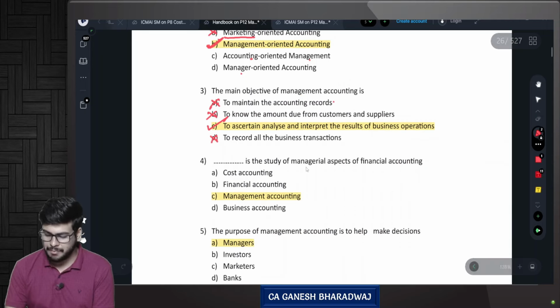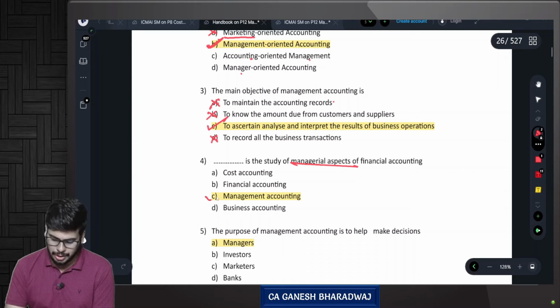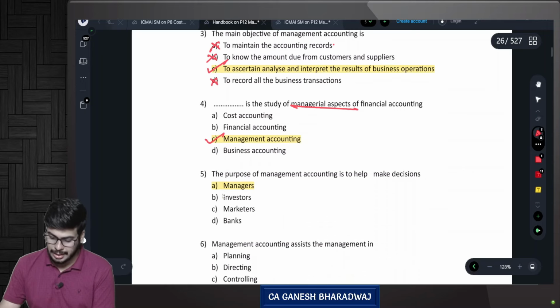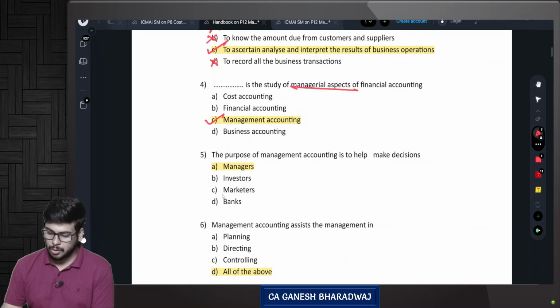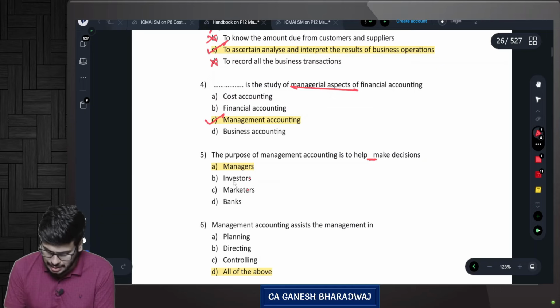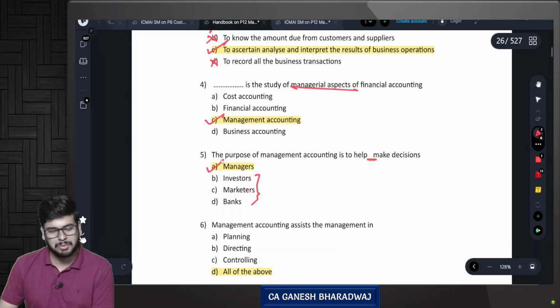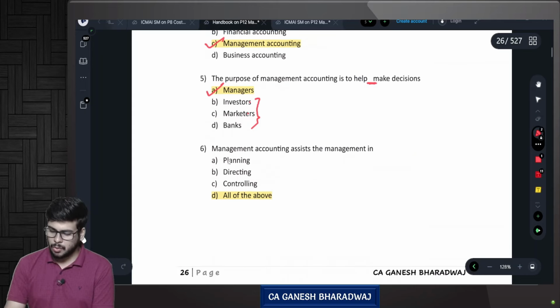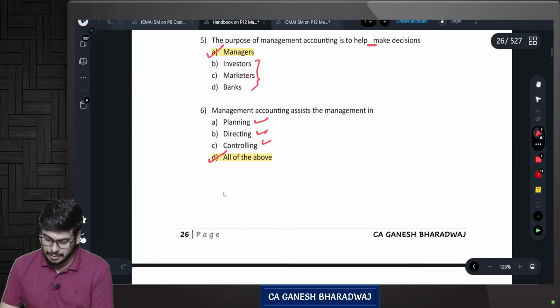Dash is the study of managerial aspects of financial accounting. It's management accounting that is that study. The purpose of management accounting is to help Dash take decisions. Managers, investors, marketers, banks. Obviously, these three are all outsiders to the company. It's about managers, internal people, or the top boss, managing directors, also called managers. Fine, management accounting assists the management in planning, yes. Directing, yes. Controlling, yes. All of the above should be the answer. Clear, some easy questions have been given here.